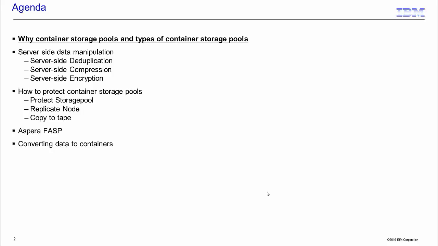Then I'll go into the way that the Spectrum Protect server manipulates the data that's put into the Spectrum Protect container storage pools. This includes server-side deduplication, compression, and encryption. Next, I'll take a look at how to protect the data that's being stored in those storage containers. And this will include the protect storage pool command, the replicate node command, and copy to tape.